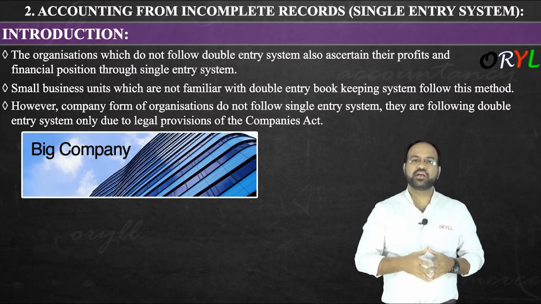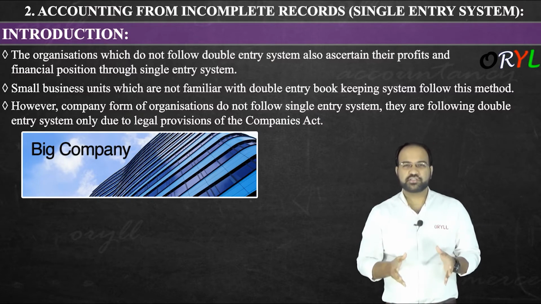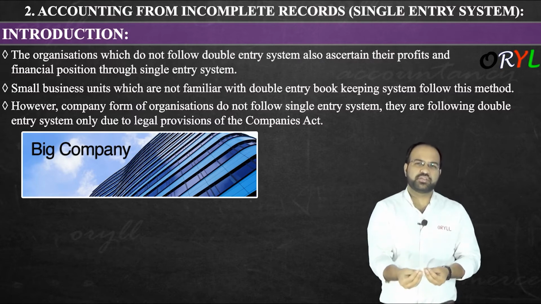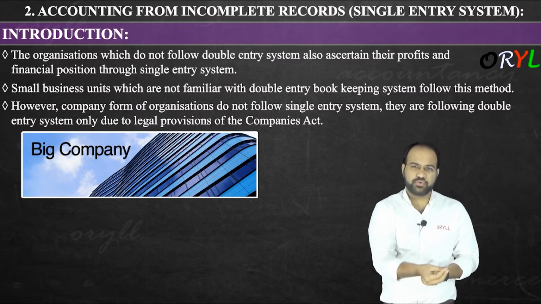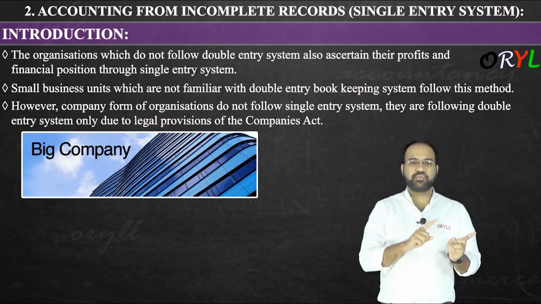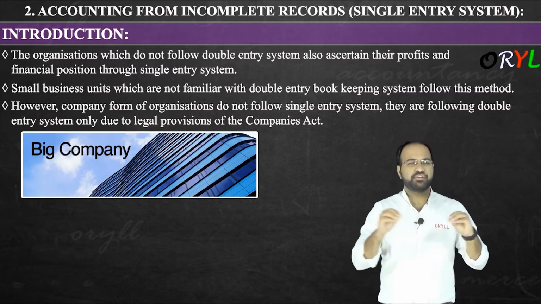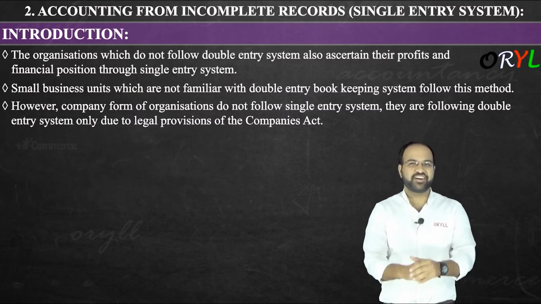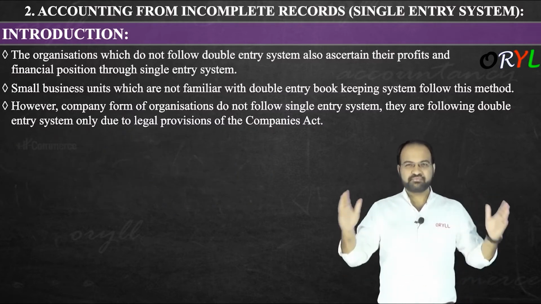Sir, accounting from incomplete records or the single entry system will be followed only by small businessmen like a kirana shop person or a small medical shop, those who do not have many transactions. But coming to the joint stock company or any company form of organization, they have to follow the double entry system only. Got it? So this was all about the introduction.